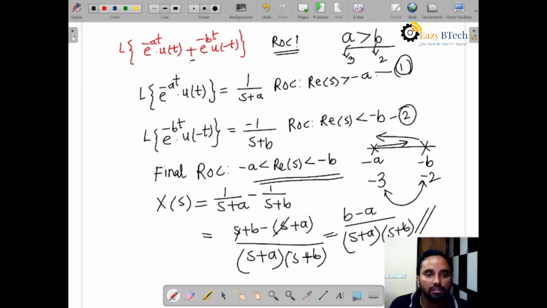Okay, right? So here e^(-at) u(t) is the right sided signal, and e^(-bt) u(-t) is the left sided signal. Here we have a right sided signal and a left sided signal, then the ROC is like -a to -b, like sigma 1 to sigma 2. This property we discussed in the ROC properties. This is the example related to that point.